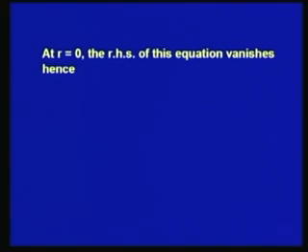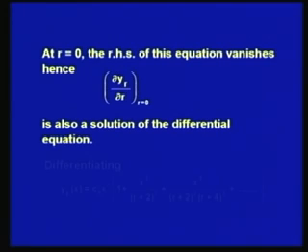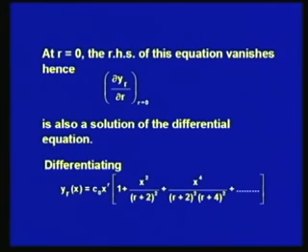At r equal to 0, we can see here that the right hand side of this equation vanishes, and hence ∂y/∂r at r equal to 0 is also a solution of the differential equation. So let us differentiate y(r, x) partially with respect to r and put r equal to 0 to get the second independent solution of the given differential equation.